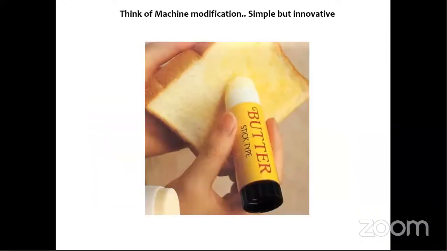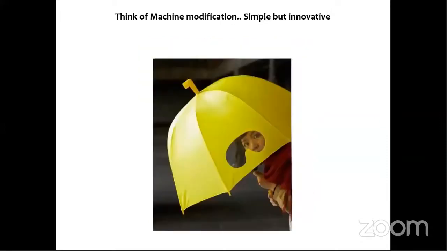This is some innovation about the machine. This is nothing but the fusion of two machines: one is a Fevistick and the other is butter. It is very difficult to apply butter on bread. So what you can do is make a fusion of the machines. So innovation starts in their mind.